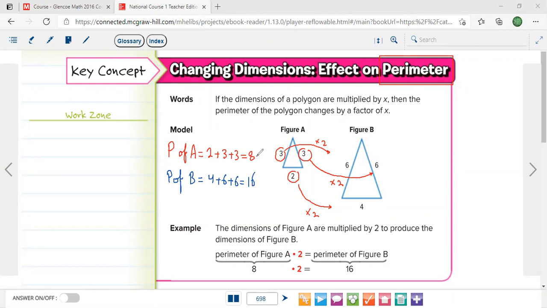And really, if we multiply 8 by 2, we will get 16. So, summary of what's going on: if a factor is multiplied by the sides to make another figure, the same factor should be multiplied by the perimeter to get the other perimeter. So you multiply sides by 2, the perimeter will be multiplied by 2. You multiply sides by 5, the perimeter should be multiplied by 5, and so on.